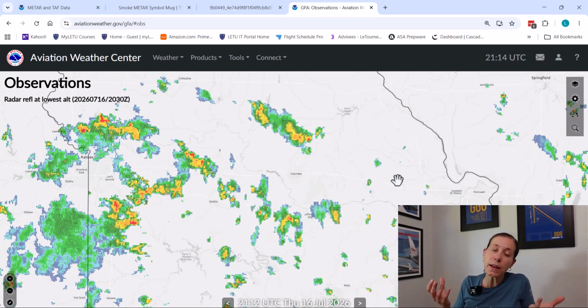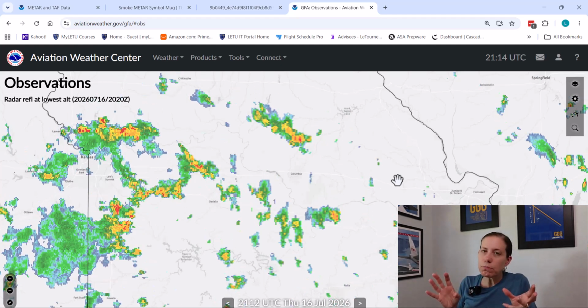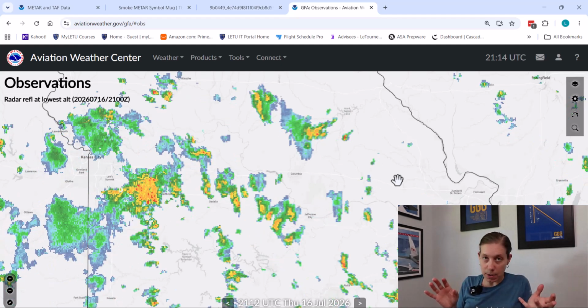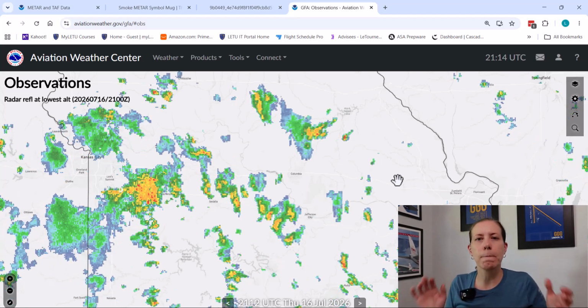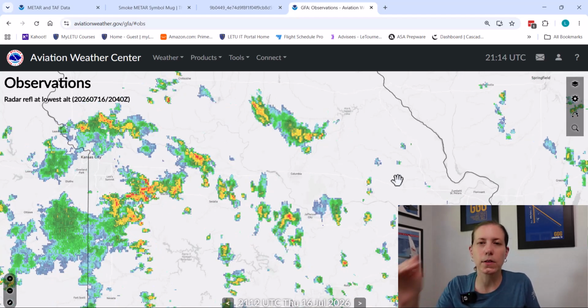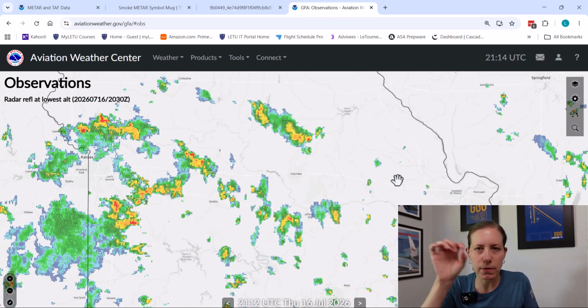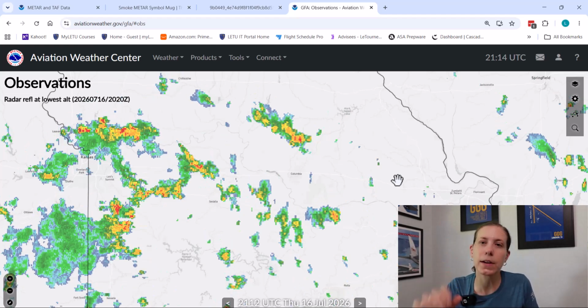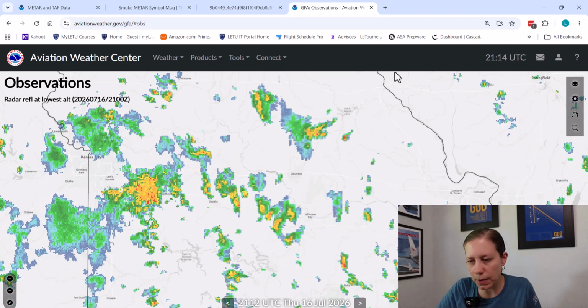Now, it's important to realize that radar shows us precipitation. It does not show turbulence. Turbulence can be extremely dangerous for aircraft, and so I would want to route around thunderstorms, but also pay attention to the area around the thunderstorms and not just be avoiding the precipitation areas, because there is danger in areas where there's no precipitation around thunderstorms.